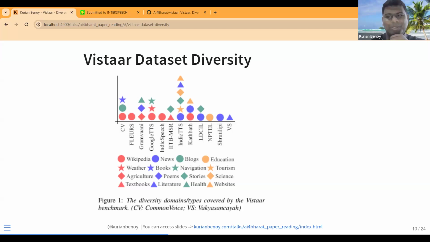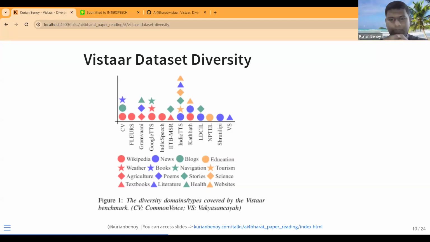Just look at this figure for a moment. It comprises the types of sources. There is Wikipedia data, news data, blogs, and education material. CV basically means Common Voice. We will get into the details of each of these datasets, which will probably give us a better idea of how they derived those 59 language combinations, which Piyush was asking me about. Weather, books, navigation, tourism, agriculture, poems, stories, science, textbooks, literature, health, and website. So these are the datasets.